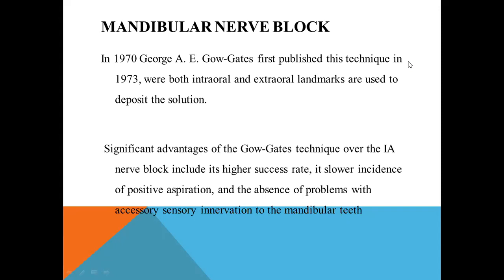What is the significant advantage of Gow-Gates technique over the other inferior alveolar nerve block techniques? It includes a high success rate, a lower incidence of positive aspiration, and the absence of problems with the accessory sensory innervation to the mandibular teeth.